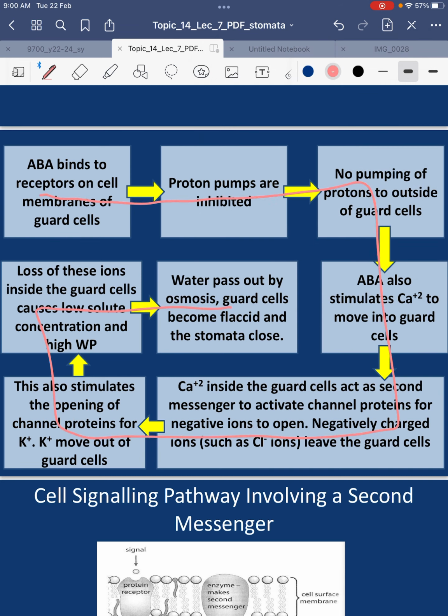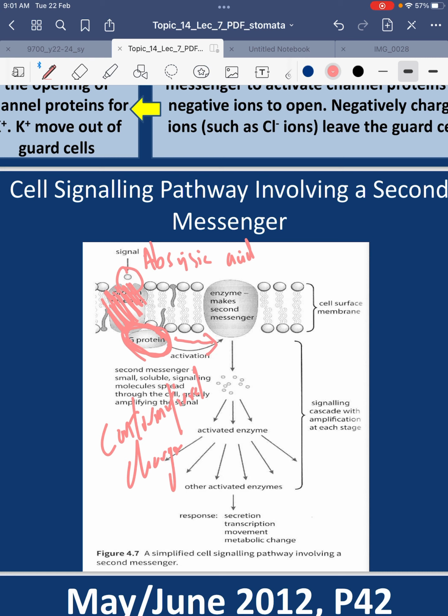Now, just a recap of the cell signaling pathway. So this is abscisic acid, the hormone, binds to the protein receptor. Okay, complementary shape. So that changes this shape here. Conformational change. Remember, conformational change. What does it mean? It changes the shape so that the G protein can bind. Okay, so now the G protein is activated because it has bound to the receptor here, and it will move along this inner membrane, and then it will activate this enzyme.